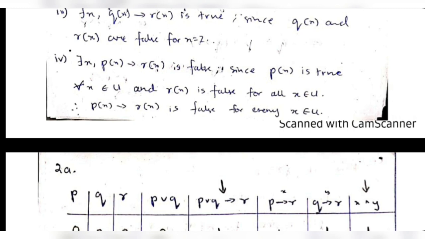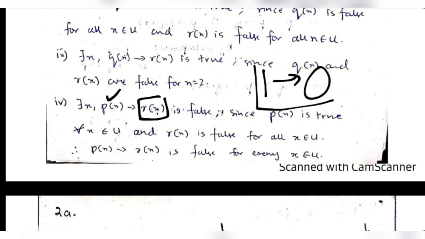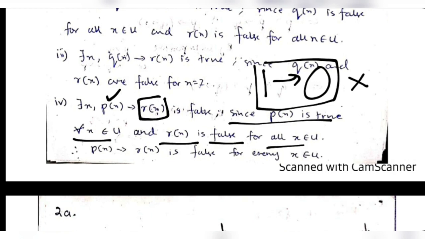And the final one, which is for some x, P of x conditional R of x is false. Okay, why is it false? See here, P of x is true for all the values, so we will get 1 here always. And here see, R of x is false for all the values, so we will get false here, 0. And 1 conditional 0 is false, right? So P of x is true for all the values and R of x is false for all the values. So there is no element in which we can get the true value for the conditional, so this statement is false here.